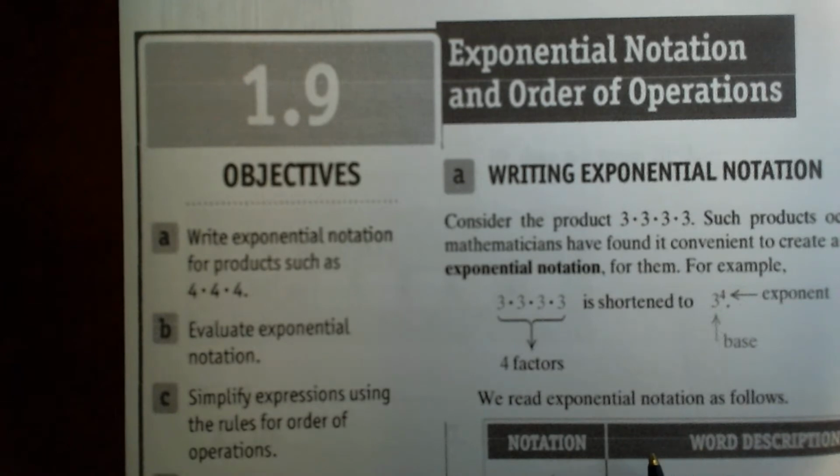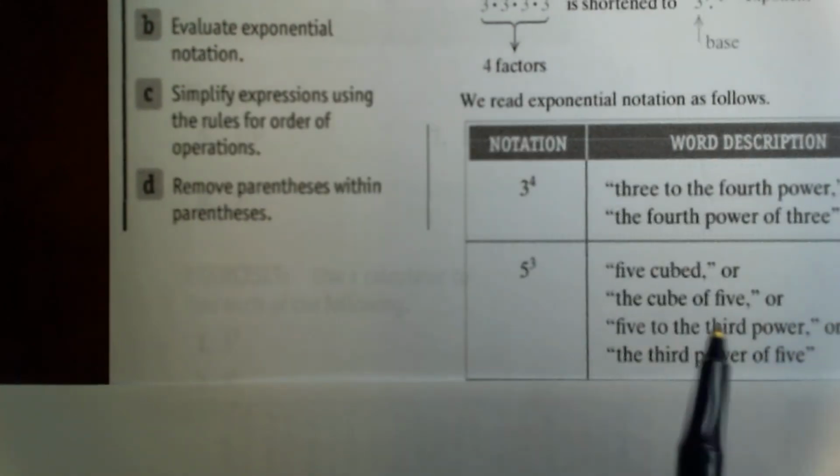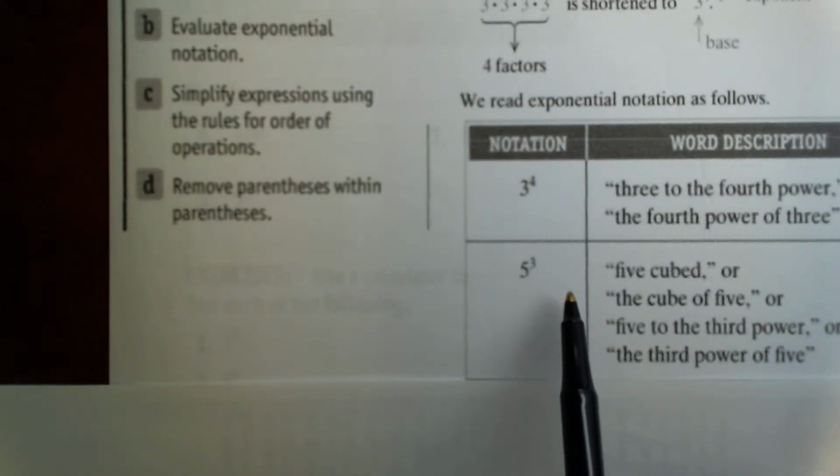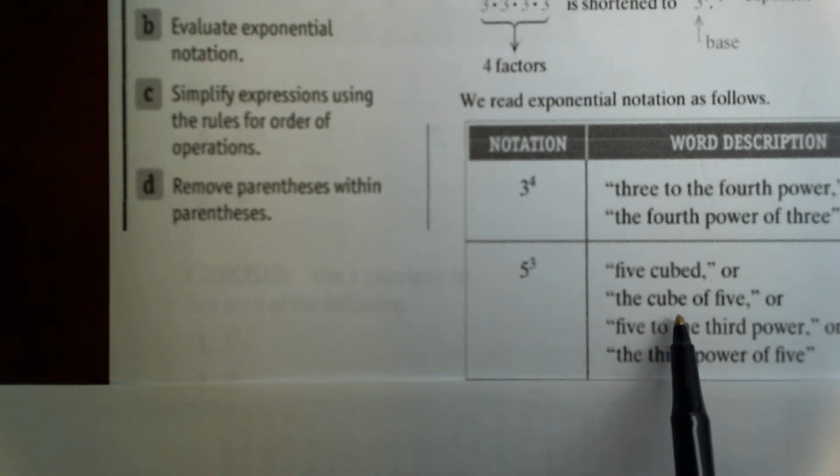Now, how do we read exponential notation? Here's a notation, 3 with a 4 a little bit higher. It's called 3 to the 4th power, or the other way around, the 4th power of 3. Either way, 3 to the 4th power or the 4th power of 3, these word descriptions are equivalent, of course. Or here we can say 5 cubed, or the cube of 5, or 5 to the 3rd power, or the 3rd power of 5. So in other words, there are many different ways of expressing exponential notation.